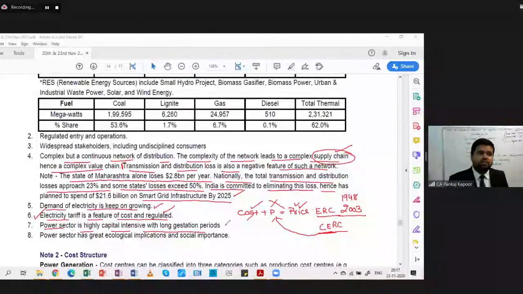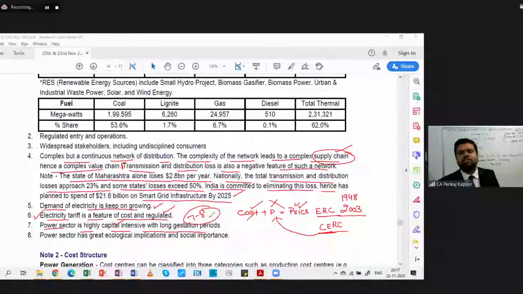Further, the power sector is highly capital intensive with a long gestation period. Obviously, if you need to build a dam or a thermal plant, it needs to be established. It requires capital. Apart from the capital, you need to wait for 7 to 8 years. This time period is mentioned in the study material, although it may vary. The thermal plant or the dam usually takes 7 to 8 years to complete and start the production. So that's why I'm just quoting the 7 to 8 years.